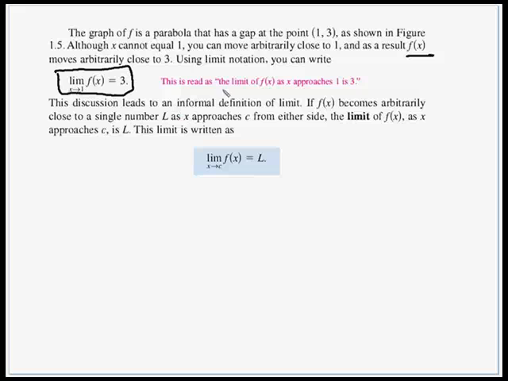And this discussion leads to an informal definition of a limit. If f(x) becomes arbitrarily close to some number L as x approaches some number c from either side, the limit of that function f(x) as x approaches c is the number L. This limit is written as the limit as x approaches c, our x value approaching some number c, of our function f(x). Well, that limit is equal to L. L is a number on the y-axis, the height of the function at that given x value.